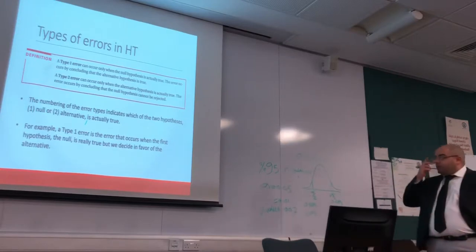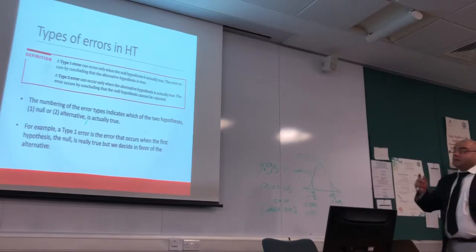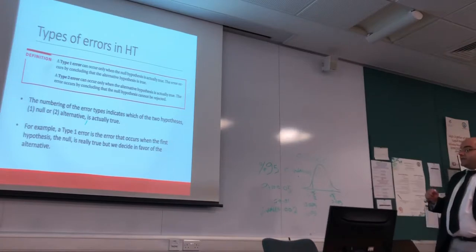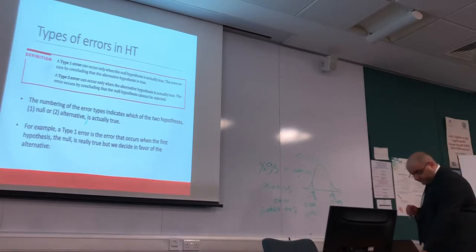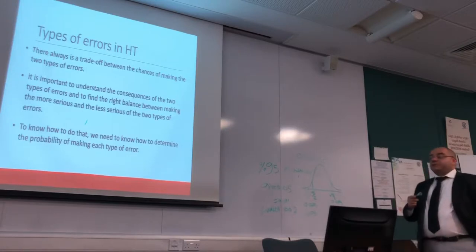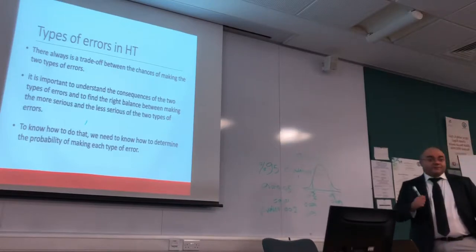Okay. The numbering of error indicates which of the two hypotheses is involved: the null, and so on down the curve. Type one error is related to the null. Type two error is related to the alternative. For example, type 1 error is the error that occurs when the first hypothesis, the null, is really true, but we decided in favor of the alternative. And there is always a trade-off between the chances of making those mistakes. And we need to know the consequences of those mistakes.